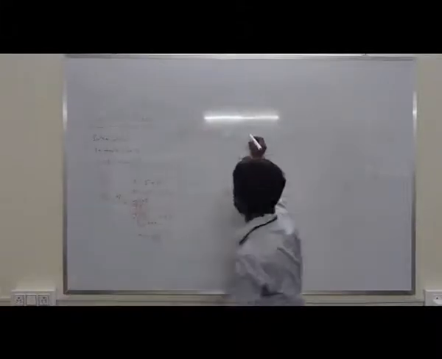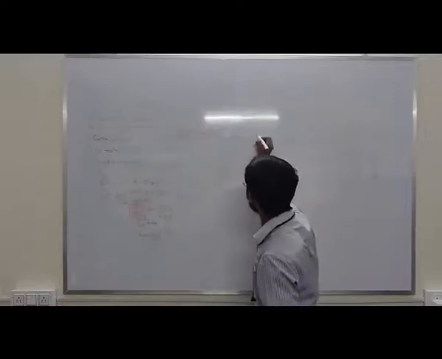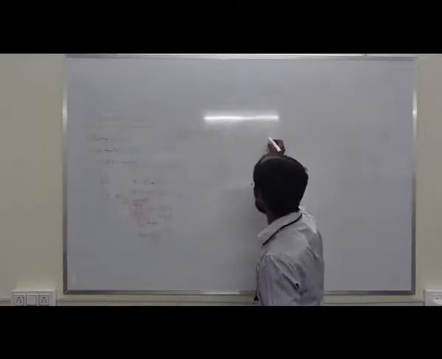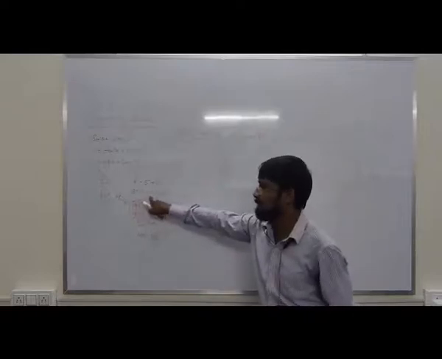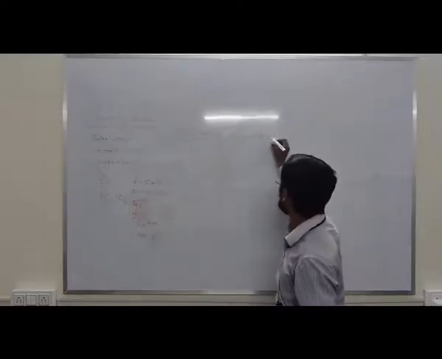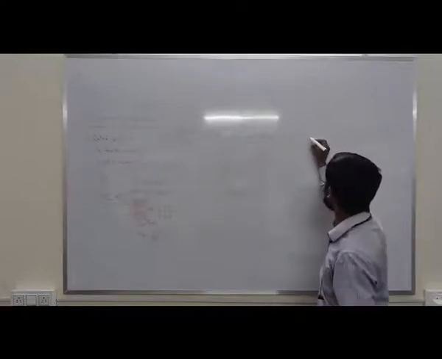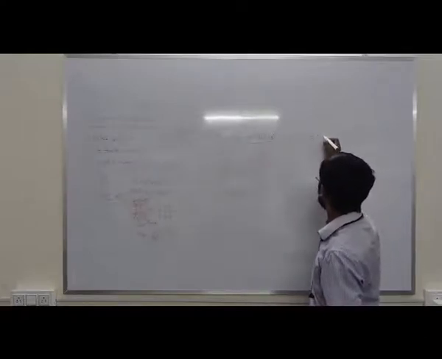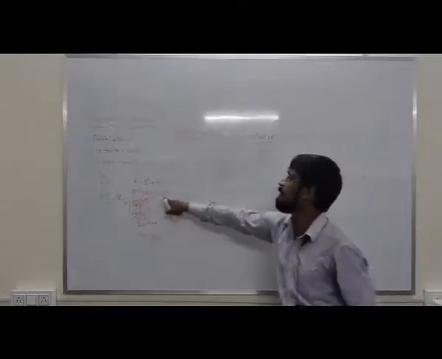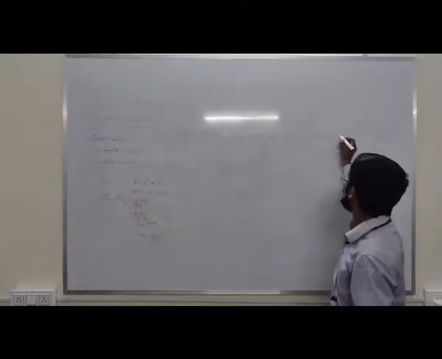Second, equation 1 I have to divide by AB. Okay, so I will divide by AB square. Okay, then similarly, equation 1 you divide by AC square. Okay, so I will divide.